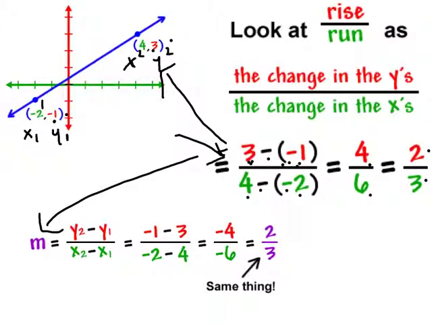If we switch those points and we have -1 minus 3 and -2 minus 4, we get -4 over -6, which, when reduced, turns out to be positive 2/3, which is the very same thing. All right, let's do your practice problems.